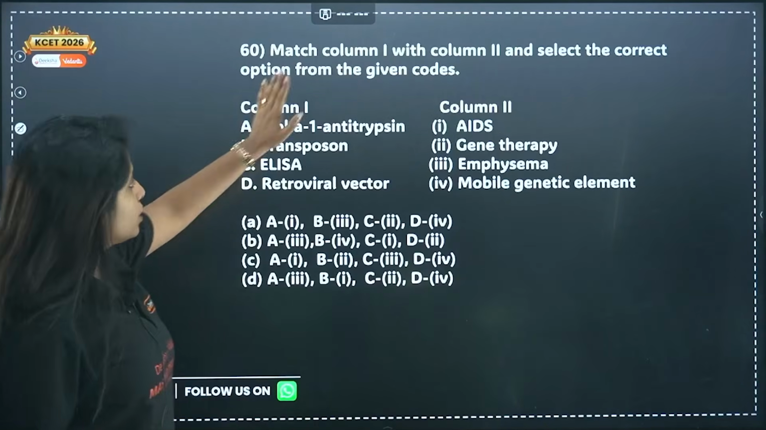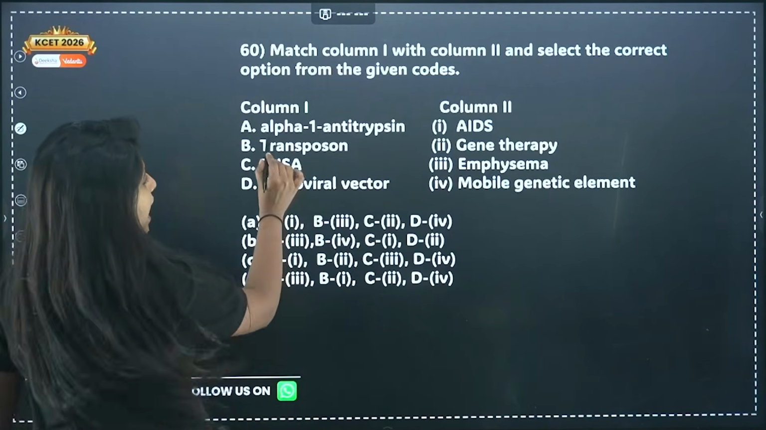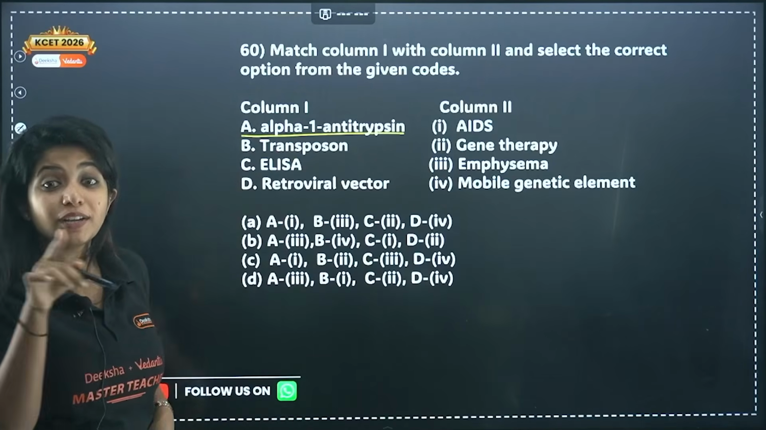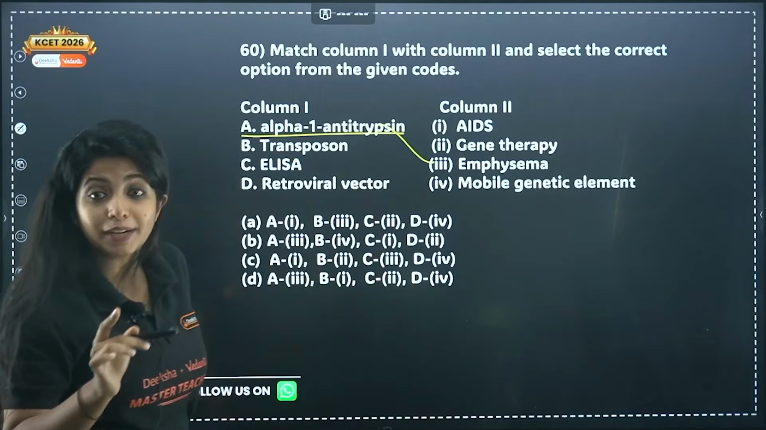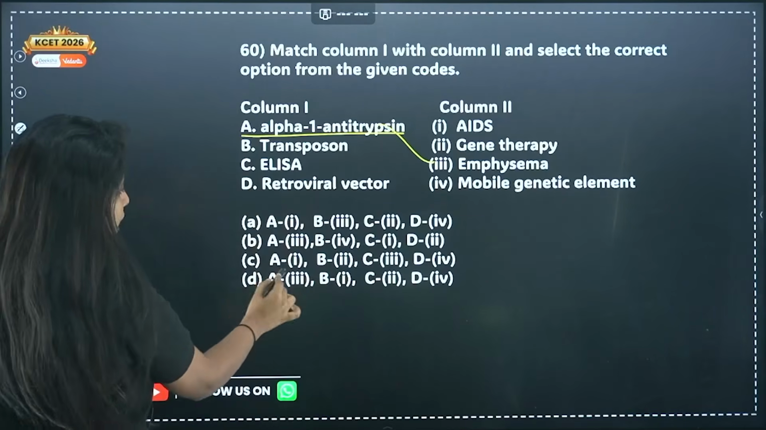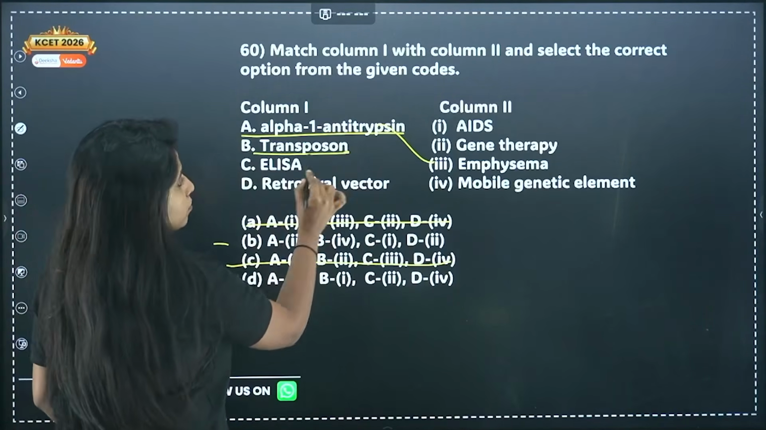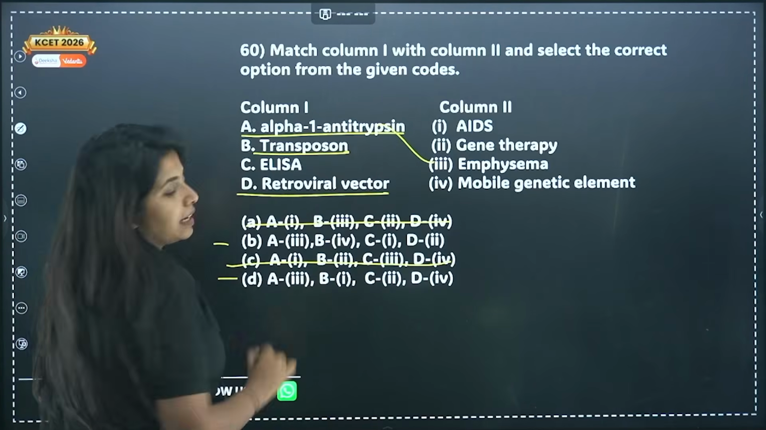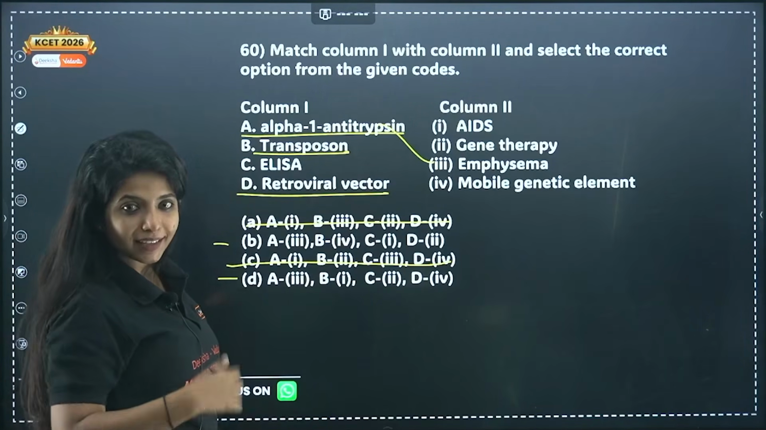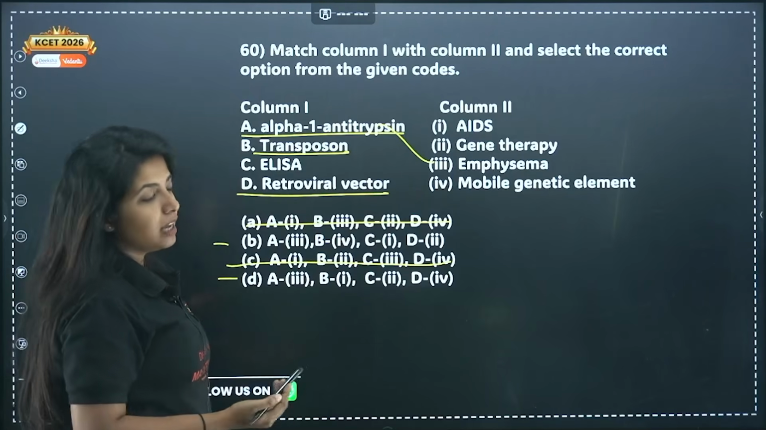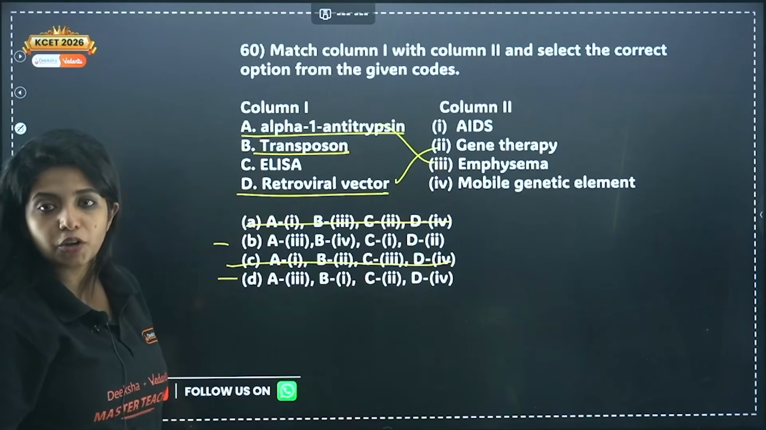So for MCQs: match column 1 with column 2 and select the correct option from the given codes. Alpha-1 antitrypsin is used to treat emphysema, a respiratory disorder. Say A goes with 3. I just have 2 options left. Let me cut these options out. Transposon, let's keep it on hold. Retroviral vector. Why do you use a retrovirus, my dear children? For being a vector for animal cells. So gene therapy is somewhere where you need a retroviral vector.